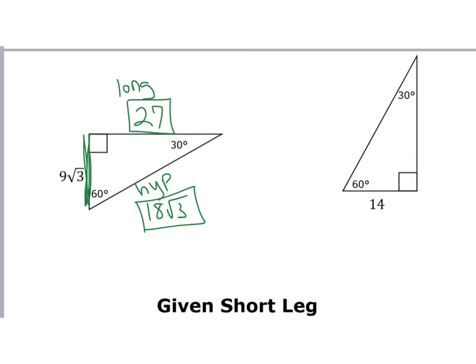All right, my short leg on the last one is 14. What's my long leg? 14 radical 3. What's my hypotenuse? 28. So you need to be real careful. When do you multiply by 3 and when do you just put a square root of 3 on it, right? So make sure you're paying attention to that.